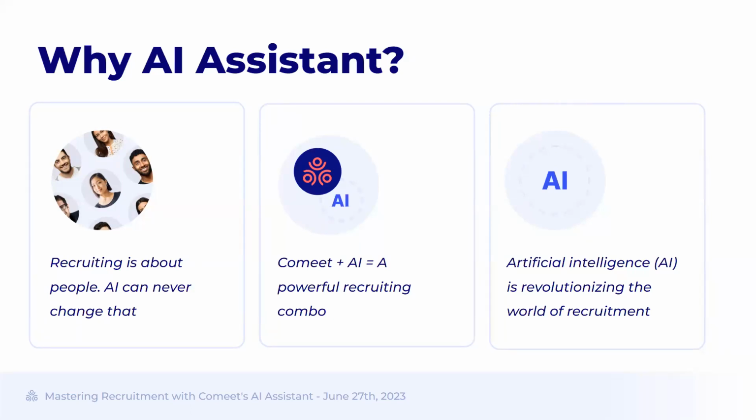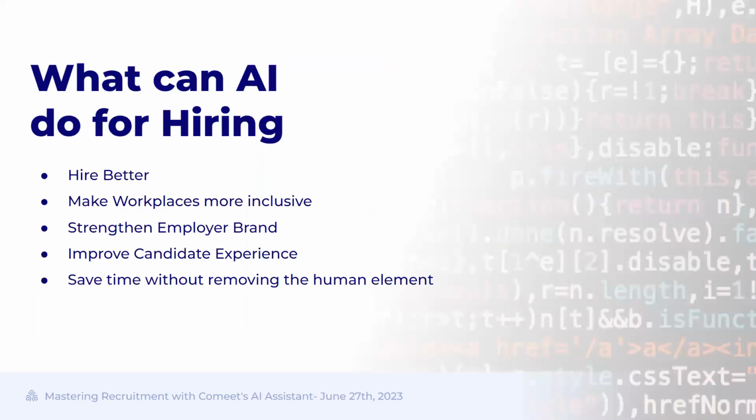What we're doing here within Comeet is really leveraging the capabilities of AI to give you more tools to enhance your recruiting efforts and to make sure that you're aligned with best practices, aligning with diversity and being more inclusive. And at the end of the day, Comeet together with AI makes a powerful recruiting combo. So let's talk a little bit about what AI can do for hiring.